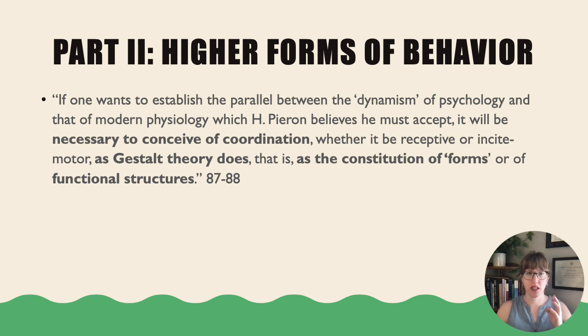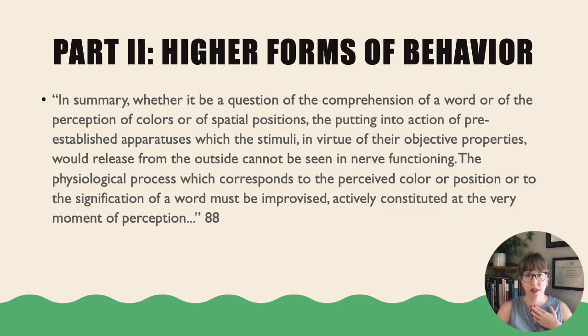So he says, it is necessary to conceive of coordination as forms or functional structures. Says, in summary, whether it be a question of the comprehension of a word, again, that's the language philosophy there, or of the perception of colors, or of spatial positions, the putting into action of pre-established apparatuses, which the stimuli, in virtue of their objective properties, would release from the outside, cannot be seen in nerve functioning. The physiological process which corresponds to the perceived color or position or to the signification of a word must be improvised, actively constituted at the very moment of perception.